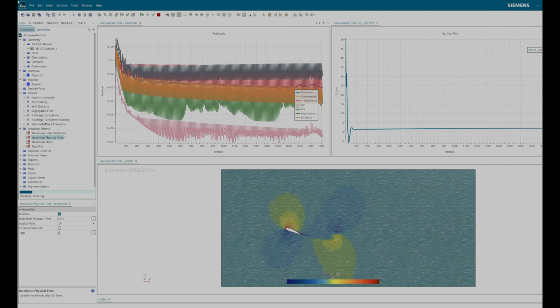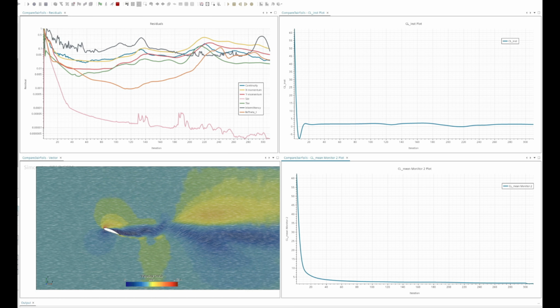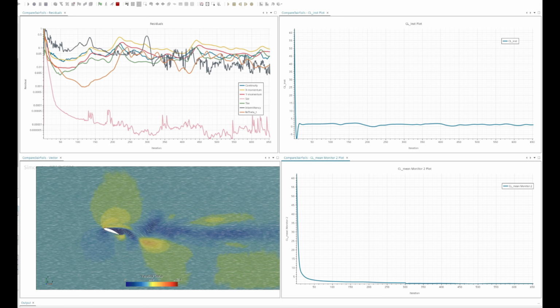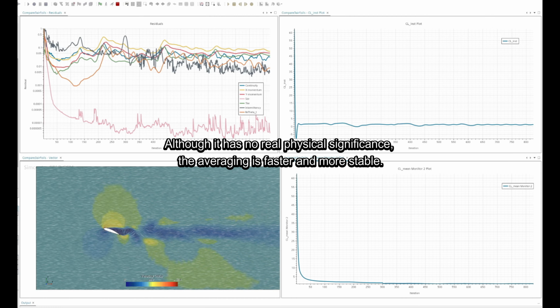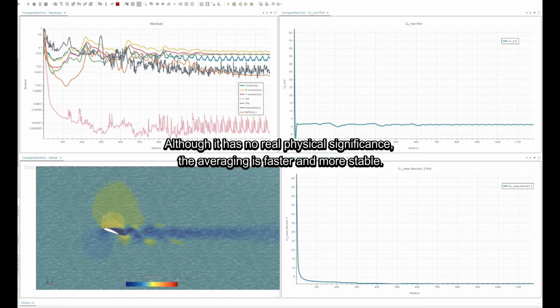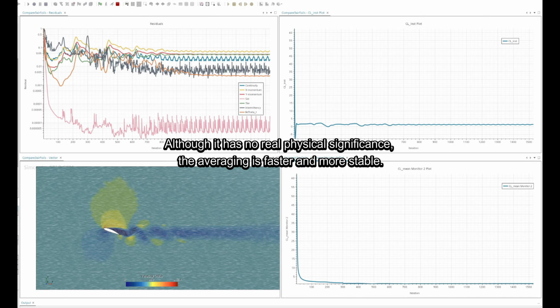The second is to continue with the steady approach and apply a moving window average to smooth the results. This reduces computational cost, but only provides a numerical smoothing without reflecting the true unsteady nature of the flow. For this test, I use the second, simpler calculation approach.